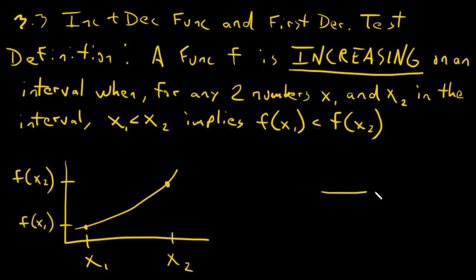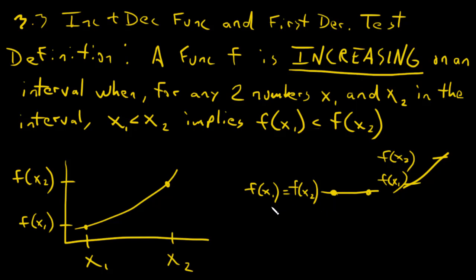It is a flat line. That would be when I have my 2 points, f of x1 would equal f of x2, and that's not increasing. That is just flat. So if it is increasing, f of x2 has to be higher than f of x1. Okay? Alrighty, so now I can scratch this and go to the next one, which you can probably already guess.